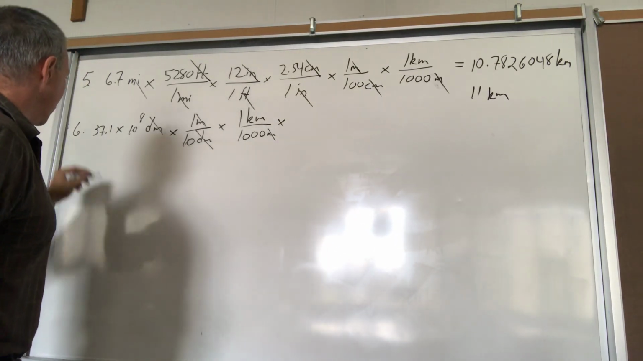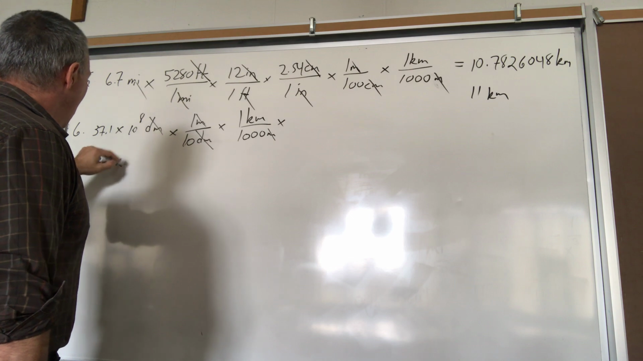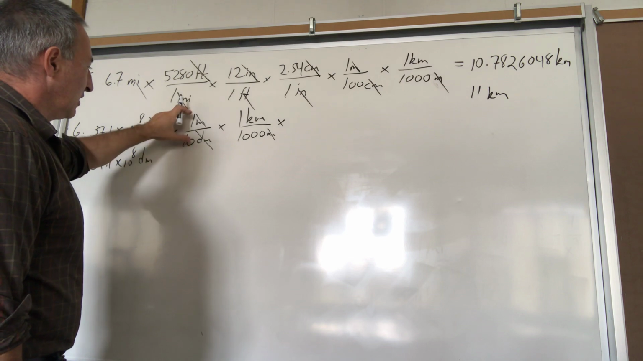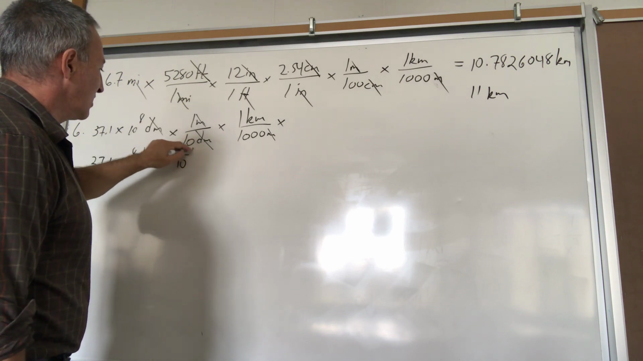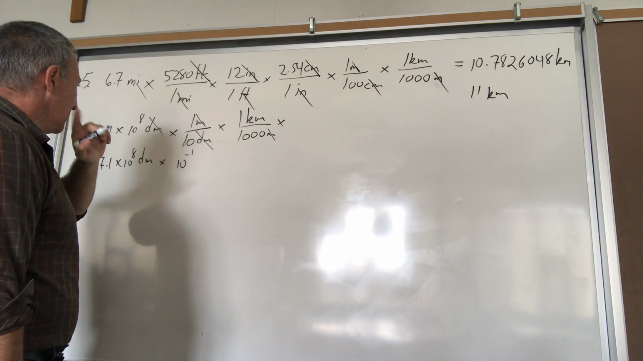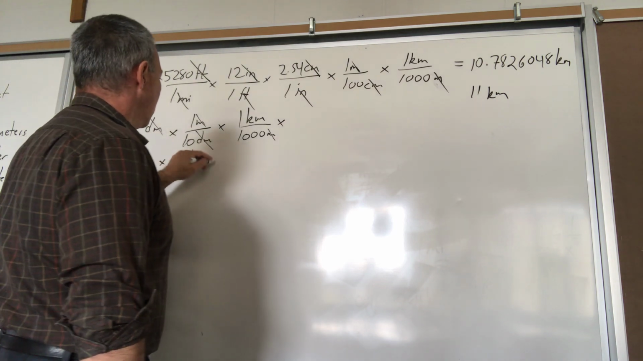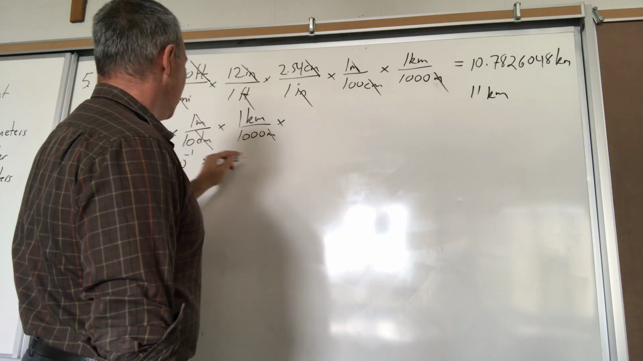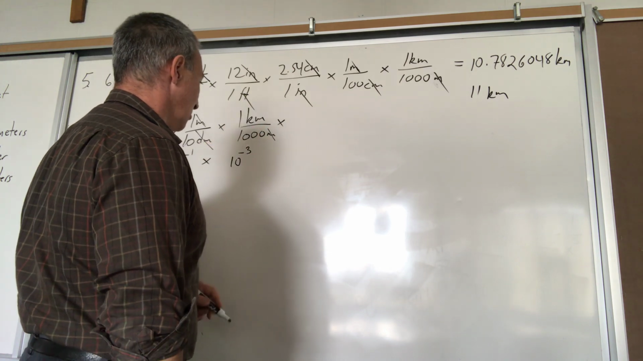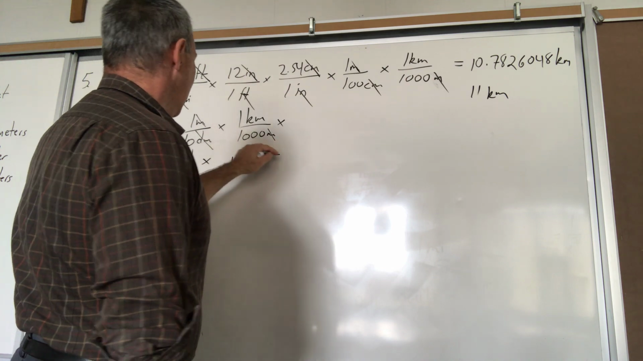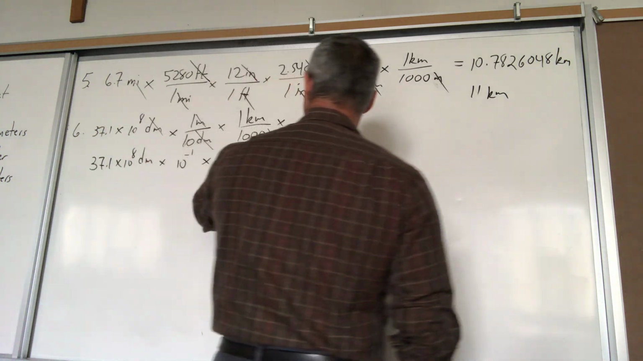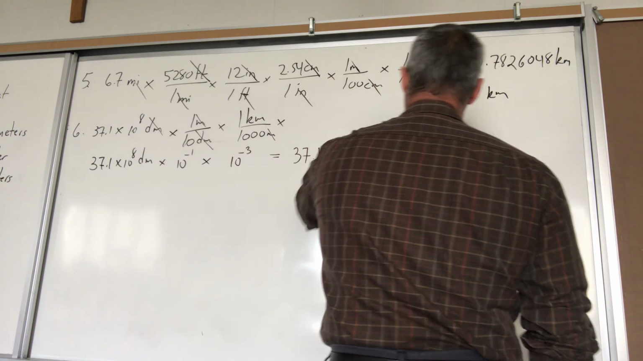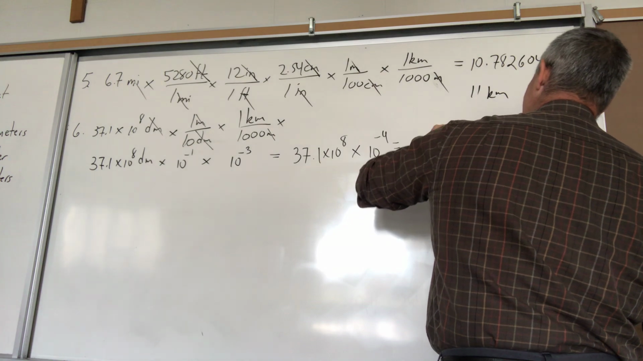So what you could do is rewrite this way: 37.1 times 10 to the power of 8 decimeters. Another way of writing the 10 here, if you bring it to the numerator, you would say 10 to the minus 1. Okay? And then we canceled the units, so you don't have to bother with them. The 1,000 can be brought up and rewritten as 10 to the minus 3, because you brought it up. So what you get is 37.1 times 10 to the power of 8 times 10 to the power of negative 4, which gives you 37.1 times 10 to the power of 4.